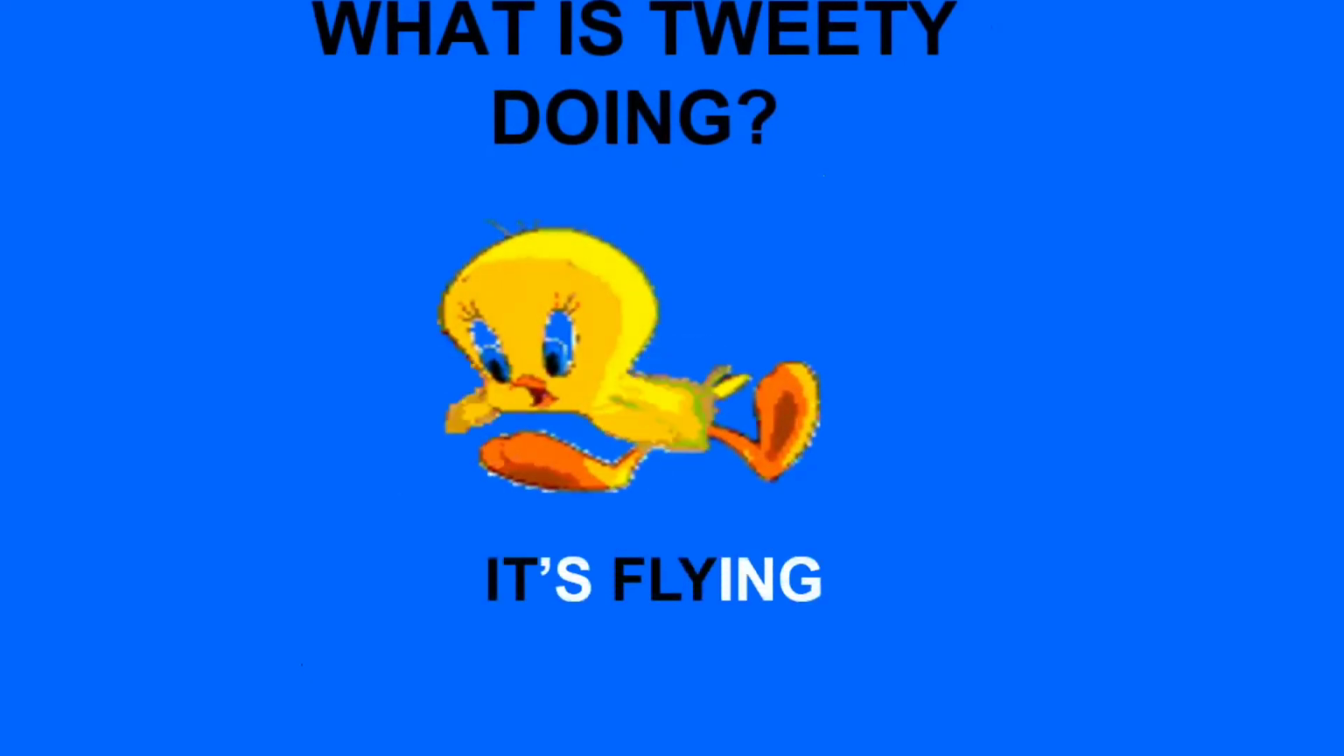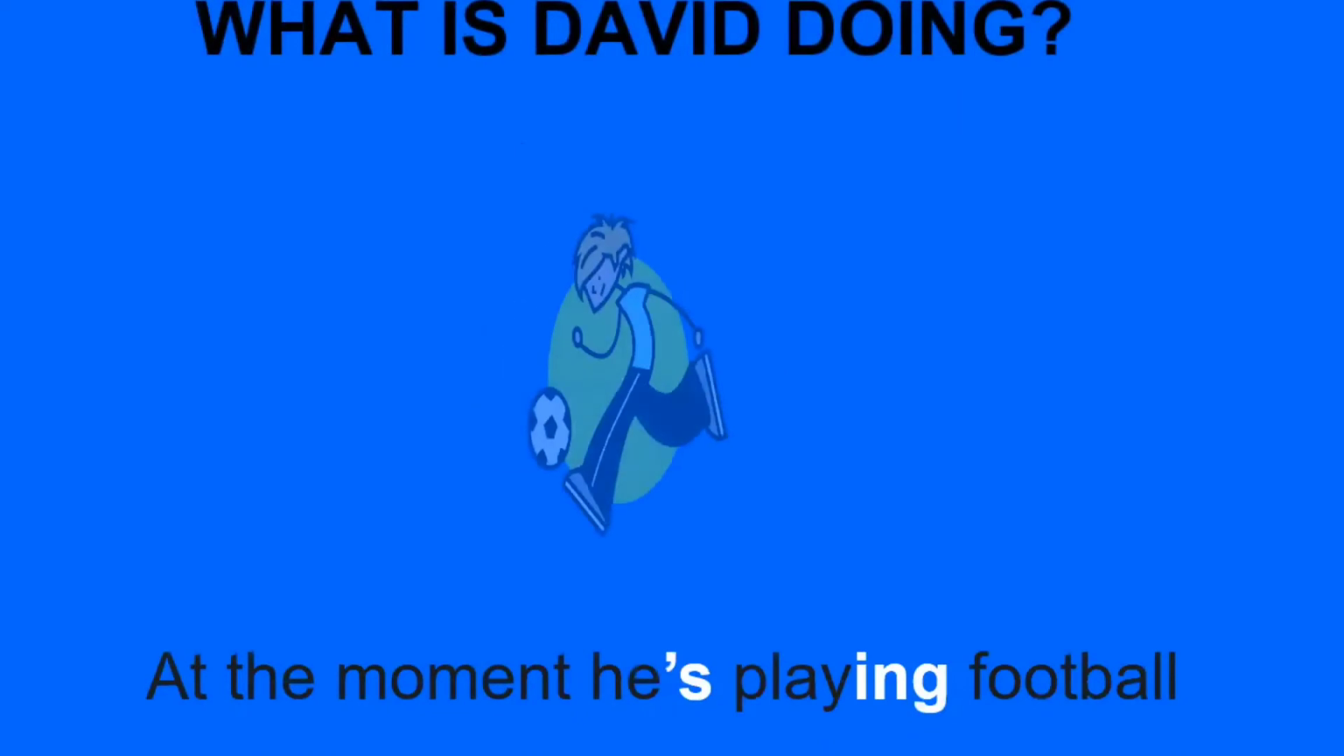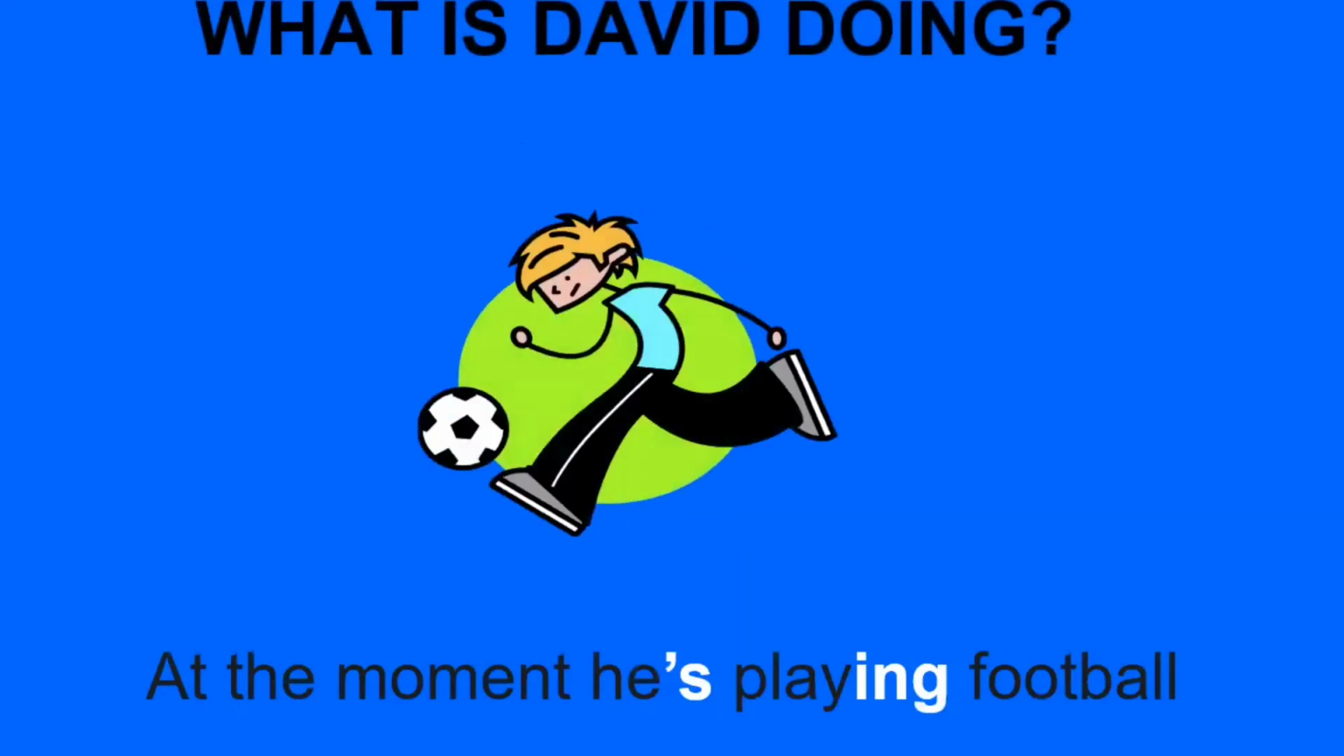What is Tweety doing? What is it doing? It's flying. We'll use it for Tweety because it is a character in a show, a cartoon as well. What is David doing? At the moment, he is playing football. So these are some instances of showing present continuous tense. Now we'll look at the definition and examples given in your book.